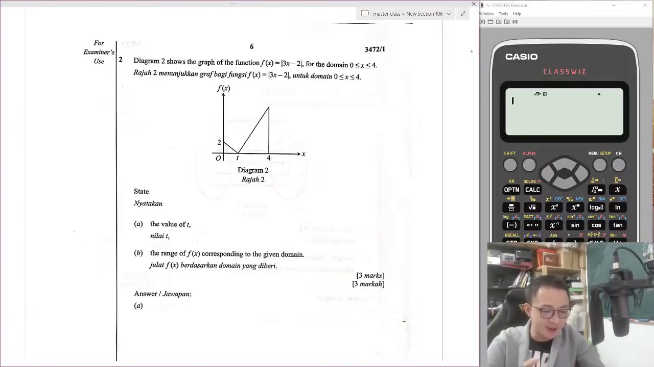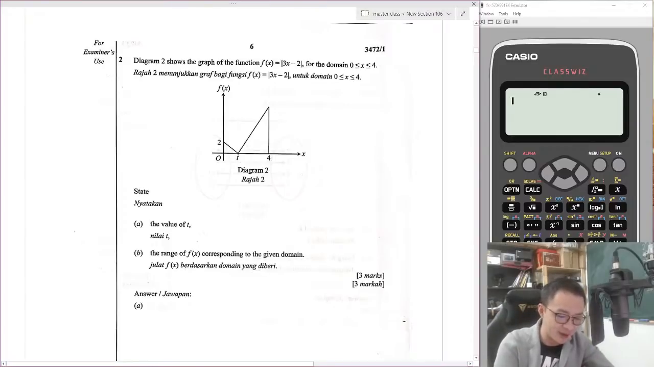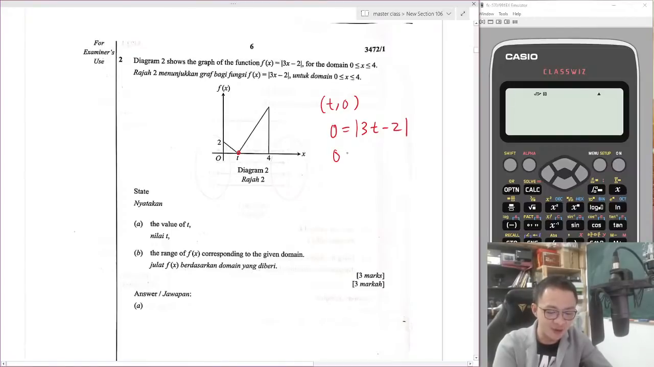Alright, so this is the modulus linear graph, and for this it's quite easy. For this vertex, or we call it the x-intercept, we know the coordinate, right? The x-intercept is where y is 0, so you just need to substitute 0 into f(x). That's all. So 0 equals modulus of 3t minus 2. Modulus of plus or minus 0 is still 0, so you can cancel out the modulus. So t equals 2 over 3. Done, okay, done with part A.